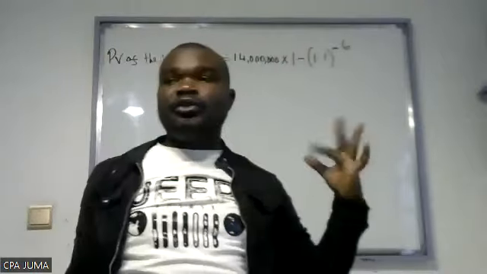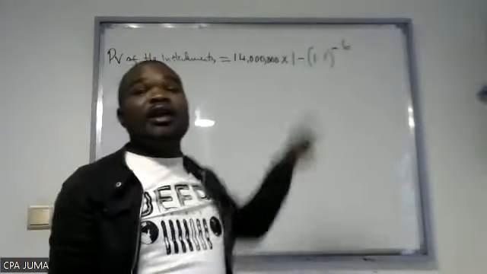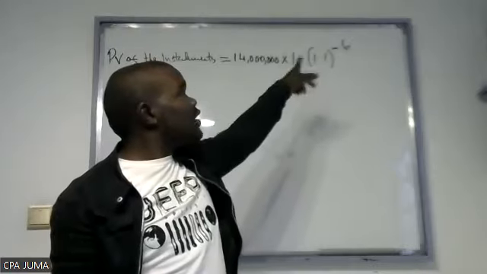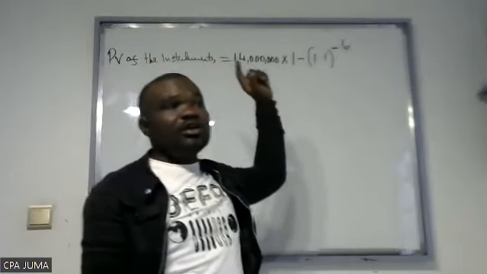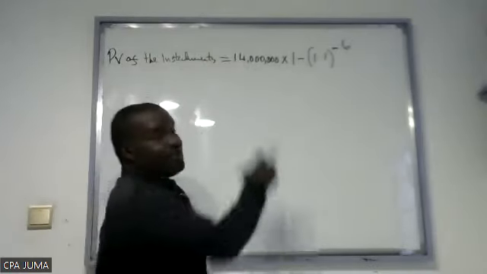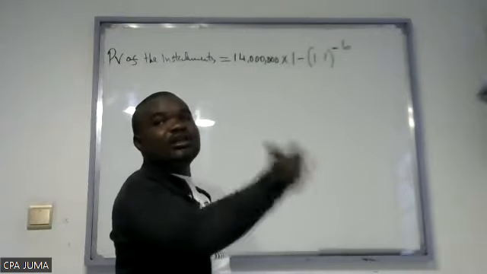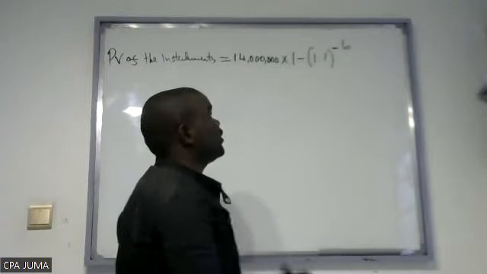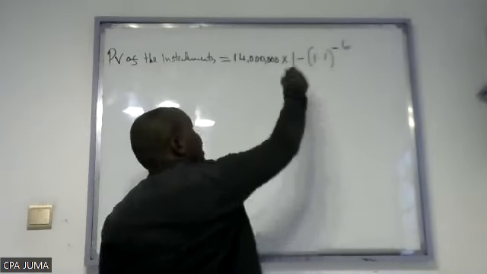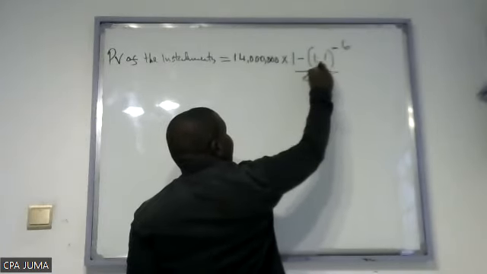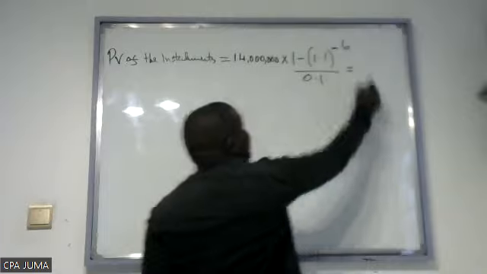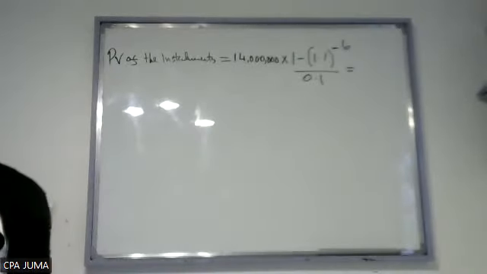If it was for 4 years, then I will take 8, I will take power -8. So 10% is per 6 months, so you check how many 6 months we are considering. There are 6 of them. Divide by R, which is 10%, which is 0.1. Can you discount for me that, please?